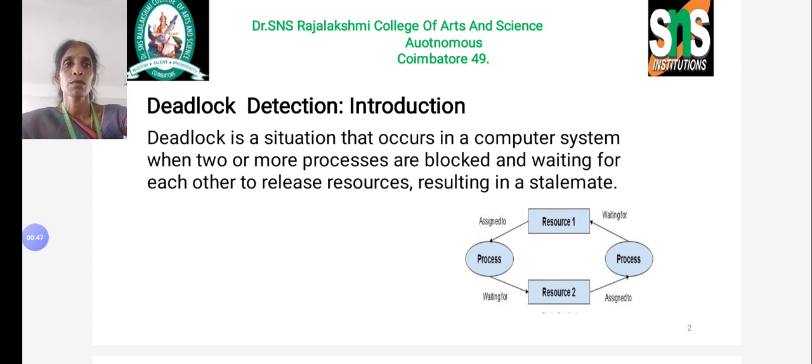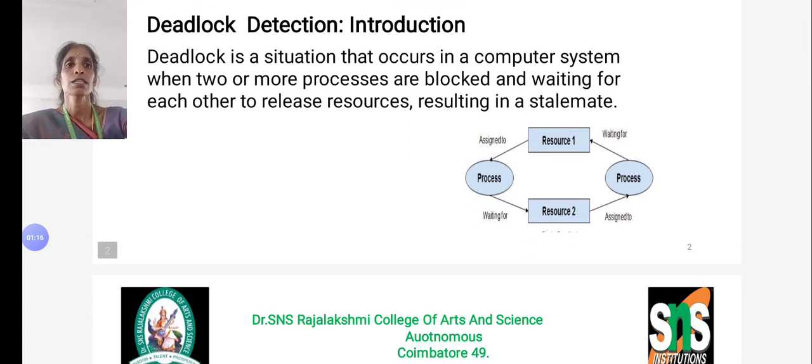The first one is single instance, where the resource types are the same, but in multiple instance we have a number of different resources with different types. This is about single and multiple instance. We have two approaches for single and multiple instances in the deadlock detection scheme. If it is a single instance, we can use a resource allocation graph.